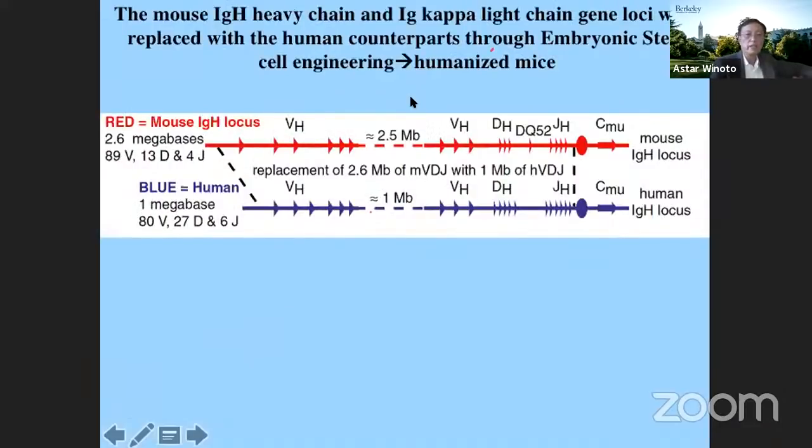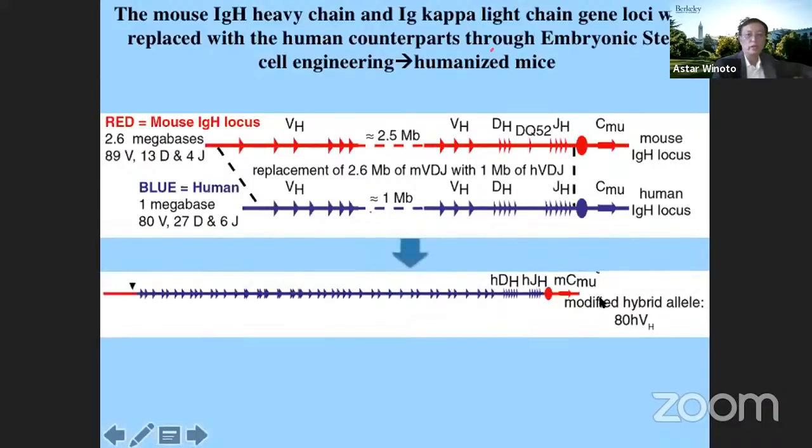So humanized mice basically replace the mouse antibody genes, the mouse locus, with the human antibody variable genes. So you have a mouse where the heavy chain is partly from human, and then the constant region is from mouse. You can do that also for the light chain. So you have both heavy chains and light chains, and these are called humanized mice. And this was done through embryonic stem cell engineering. It takes a long time, but it has been done.